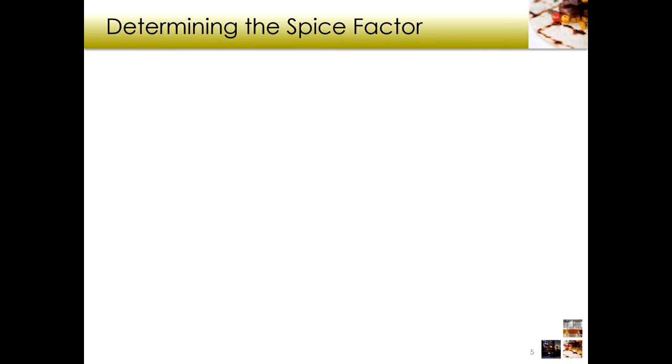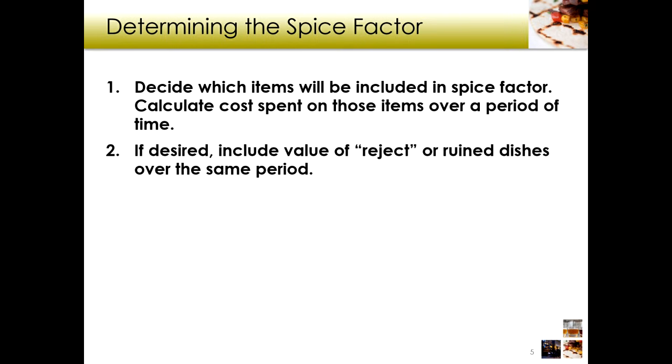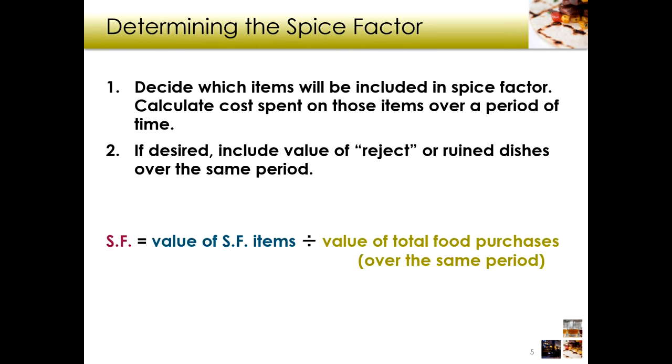So to determine your spice factor, first of all, you decide which items are going to be included, like we said. You're going to decide if you want to include that reject value of dishes, and then you're going to take what you spent on those spice factor items over a good period of time and divide that by the amount of food you purchased over that whole time, including what you spent on spices.